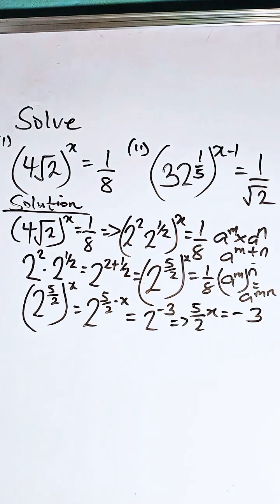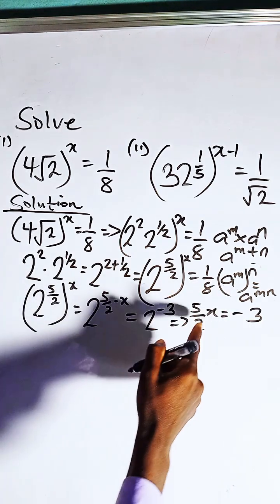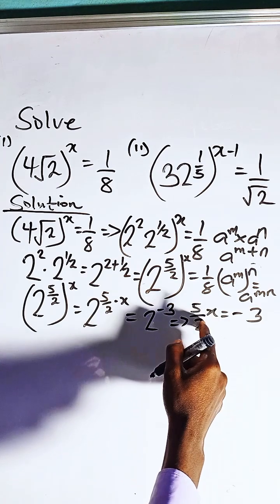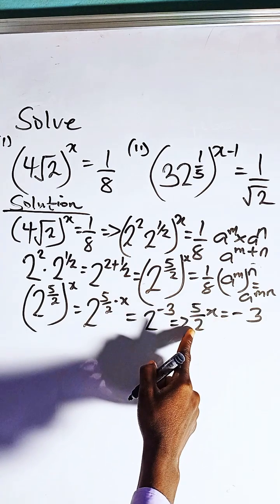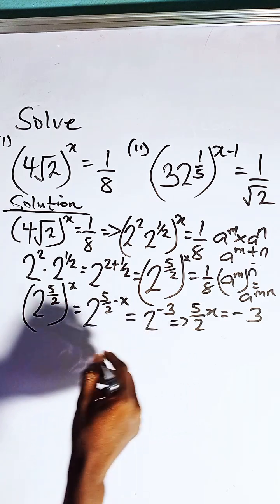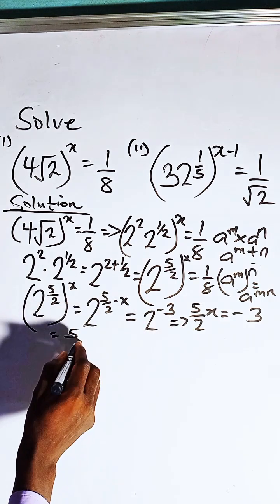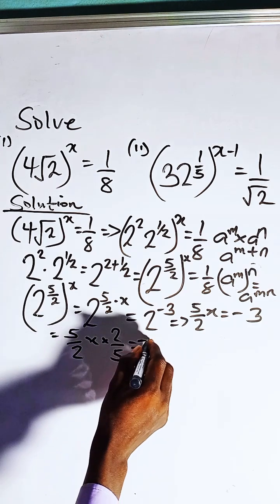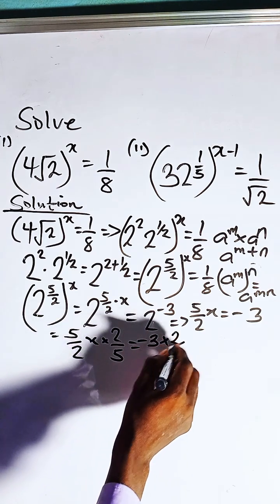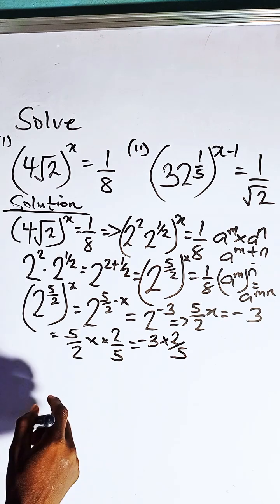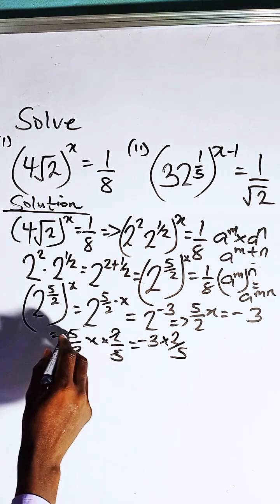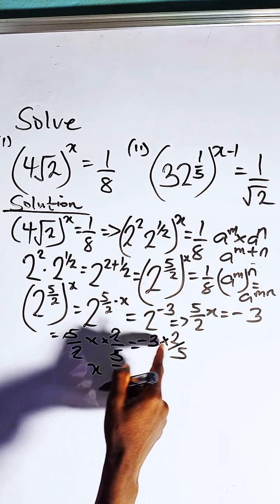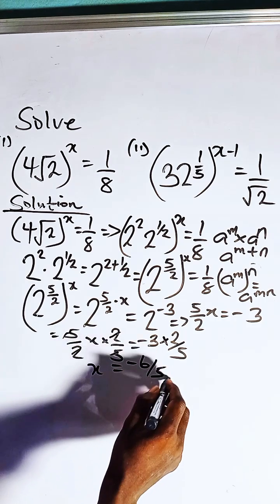From here, to get the value of x, we multiply both sides of the equation by the reciprocal. So we have 5 over 2 x times 2 over 5 equals minus 3 times 2 over 5. When we simplify this, we have x equals minus 6 over 5.